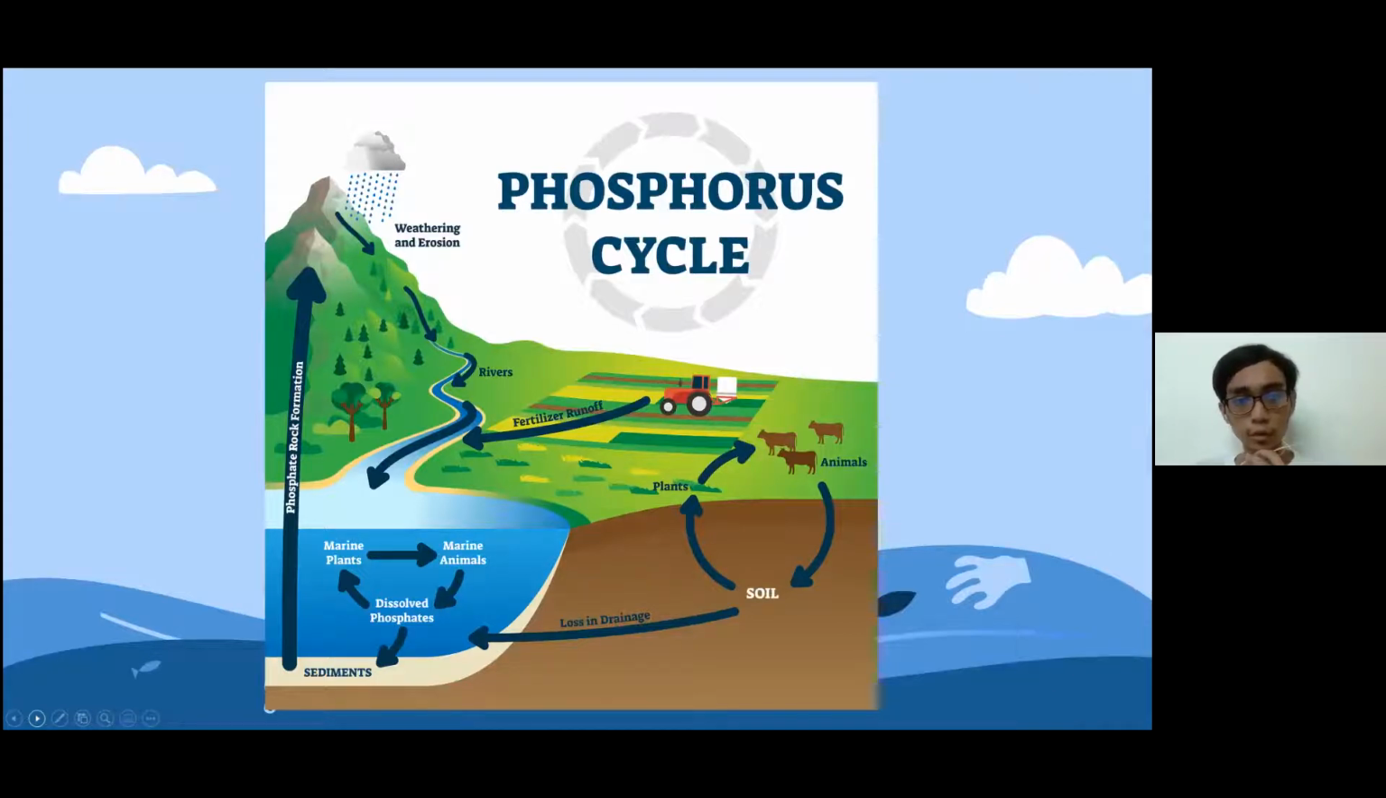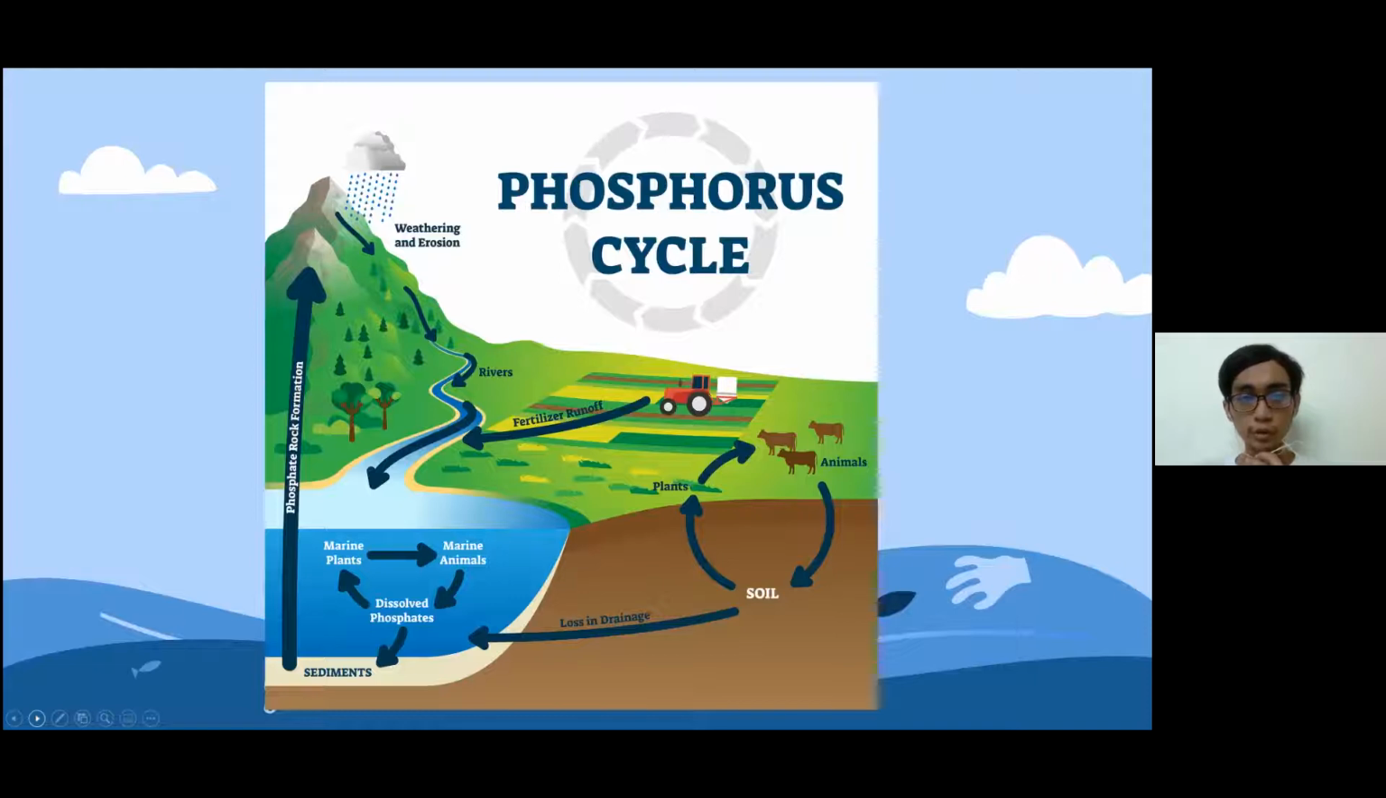This excess phosphorus will soon get incorporated into sediments. Over the course of time, these phosphate-enriched sediments will get uplifted and the process will repeat again. Now, this is your usual phosphorus cycle. But what if there were additional elements added to the cycle?